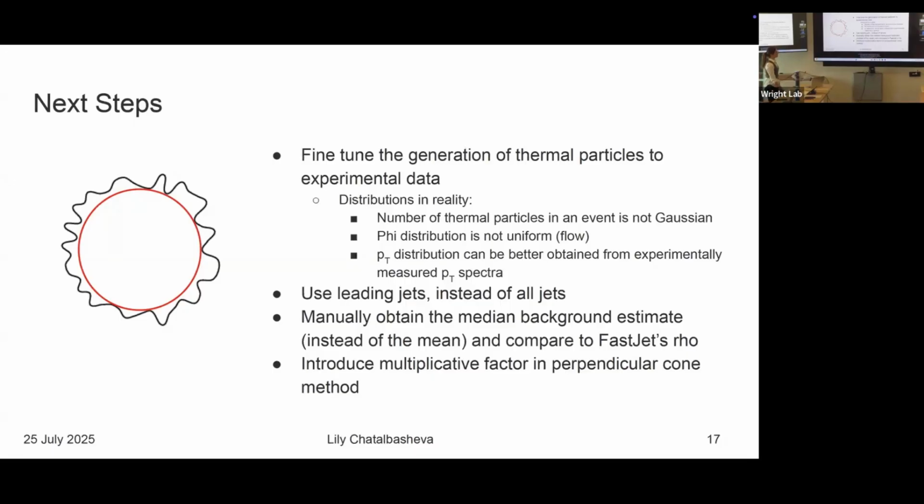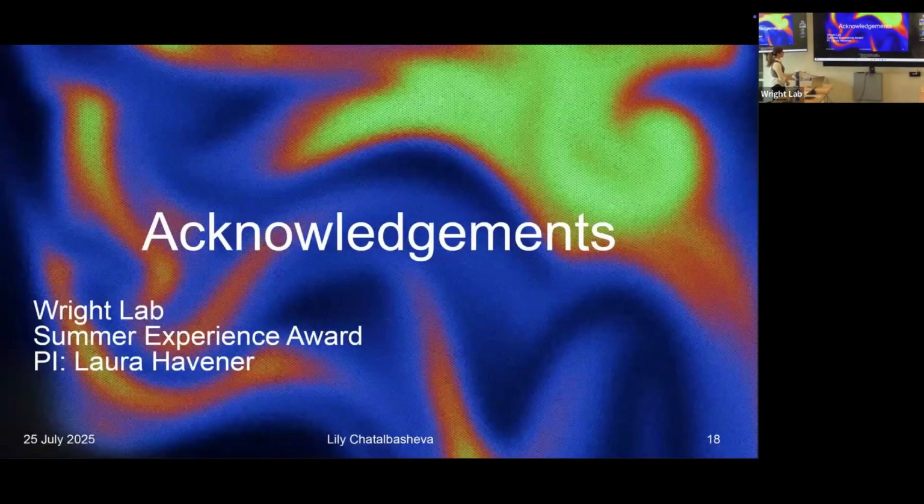Yeah, as I mentioned, I spent 2 months on this project. I'm by no means an expert, but it was definitely super interesting to study. And just a few acknowledgements. I would like to thank the overall Wright Lab community. It was super supportive and super fun to be here this summer. And then the Summer Experience Award, which made it even possible for me to be here financially. I would like to thank my PI, Professor Laura Havner, who guided me and answered so many of my silly questions at every point in time. She was always available and always supportive. And everyone else who I worked with, not going to mention them personally, but I'm truly grateful.